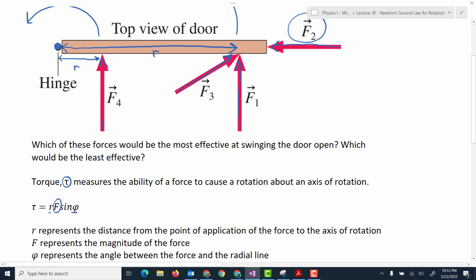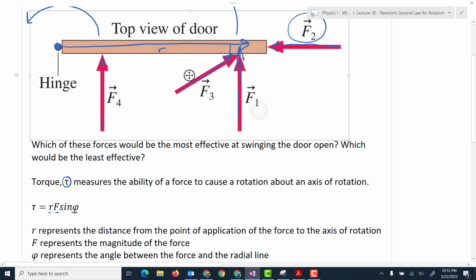And then we have sine of the angle, and this angle is the angle between the force and the radial arm. The radial arm means the vector that's drawn from the axis of rotation to where your force is. So here's my radial arm, it looks like this, it's an R. So the angle between that and the force itself. If my force is here, F1, it's the angle between those two vectors. That would be 90 degrees for F1.